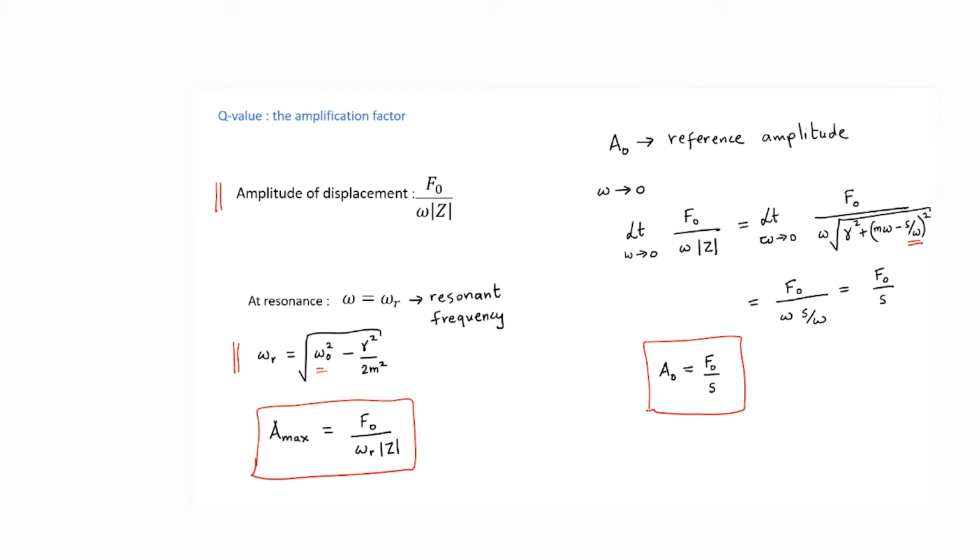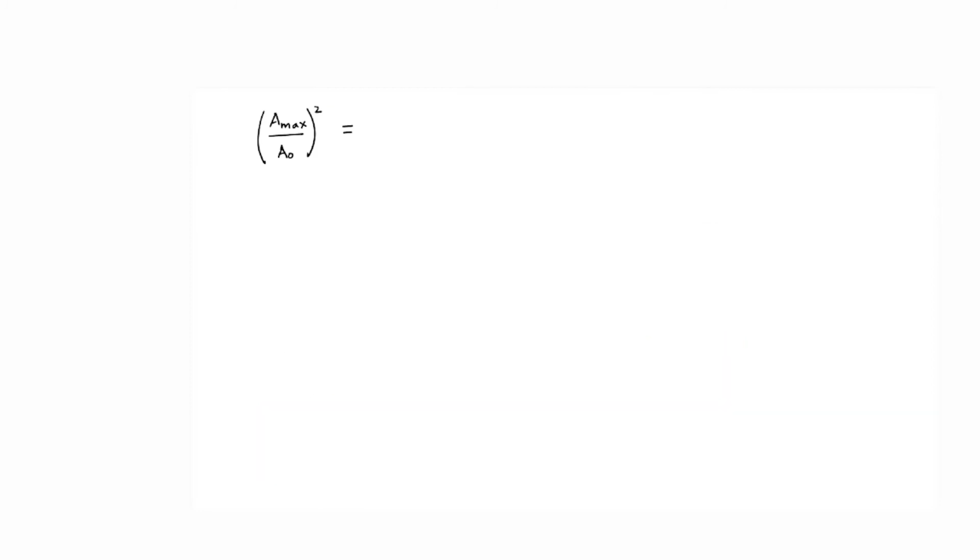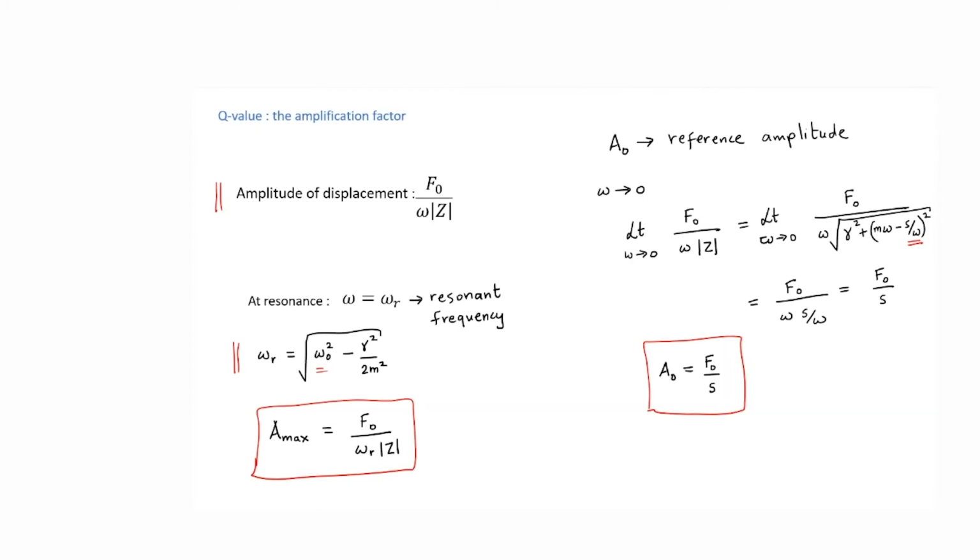Now I have two things, one is this quantity A max and the reference amplitude which is f 0 by s. What I am going to do is take the ratio of A max to A 0. So, let me start by writing A max by A 0 whole square, and I will just copy the expressions that I have written down here, and before I take the ratio, this can actually be further simplified.